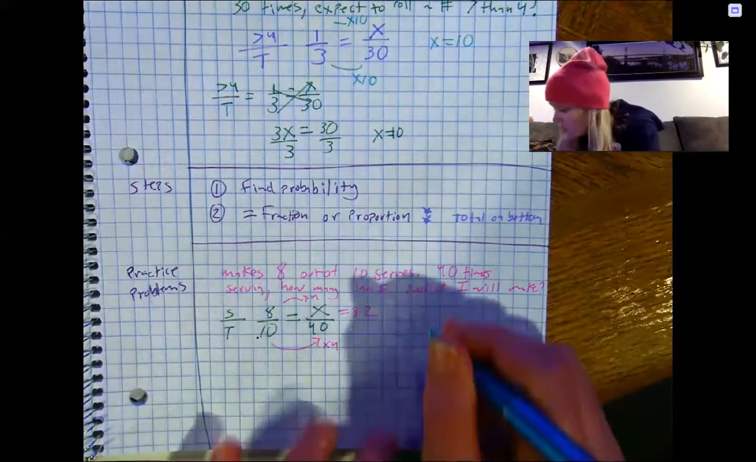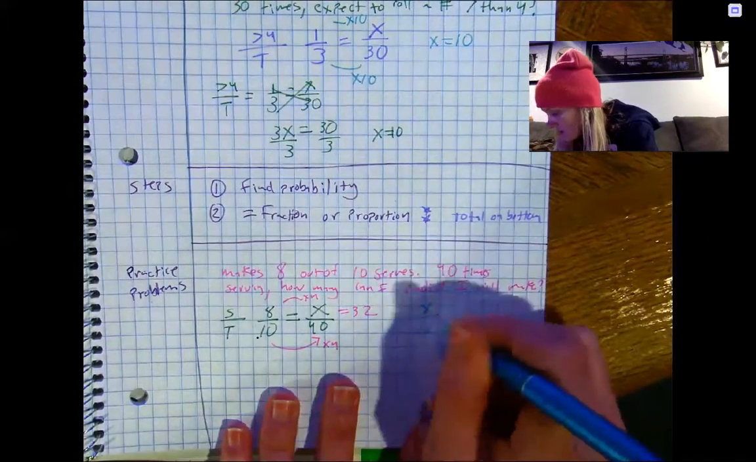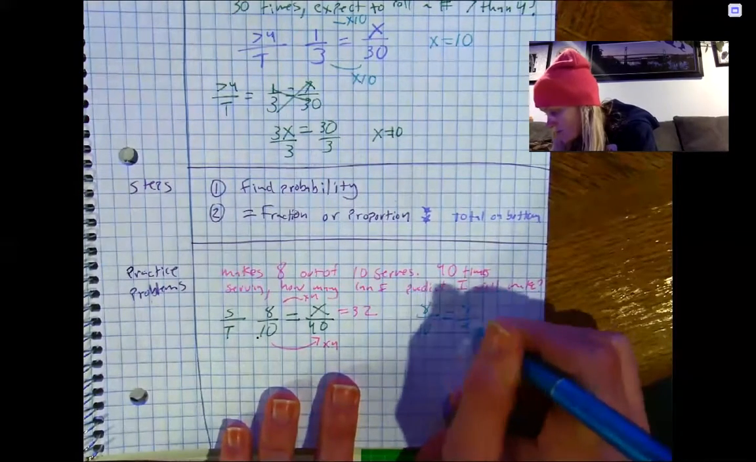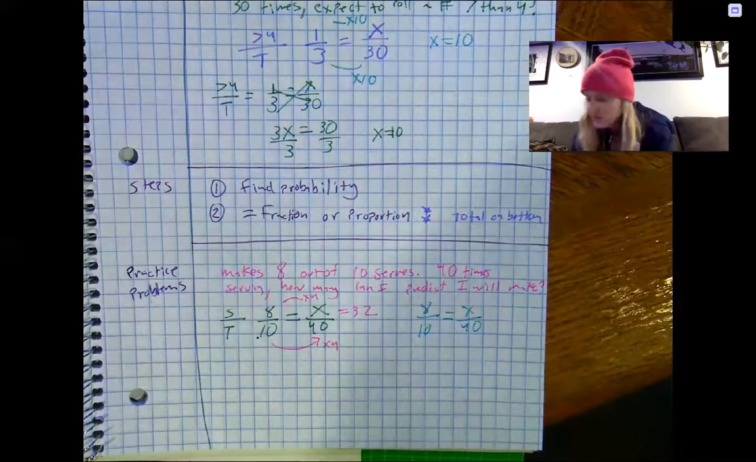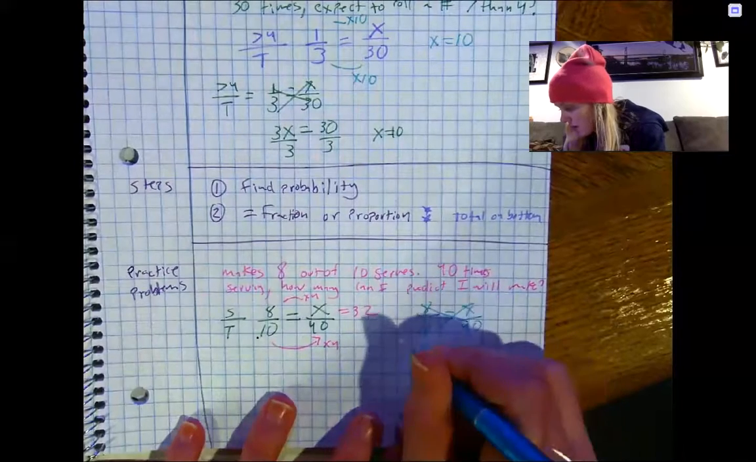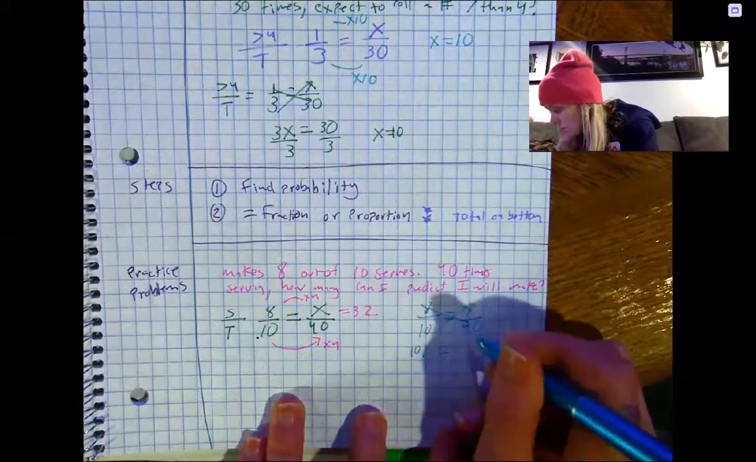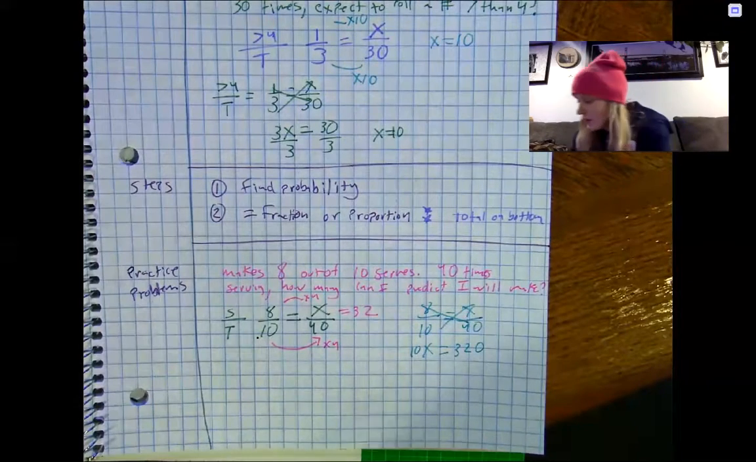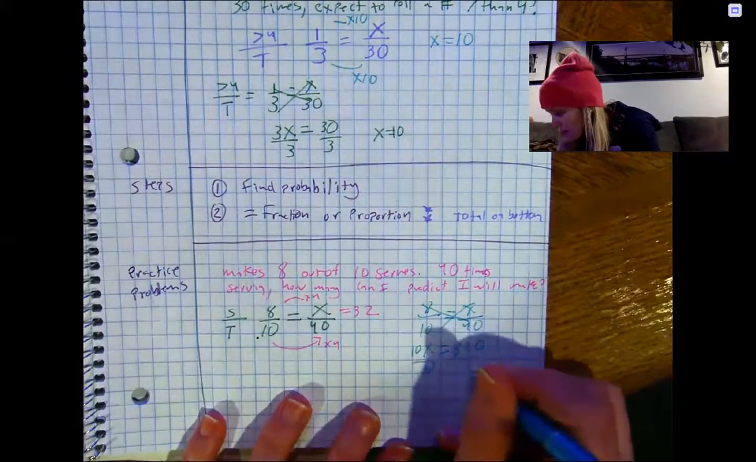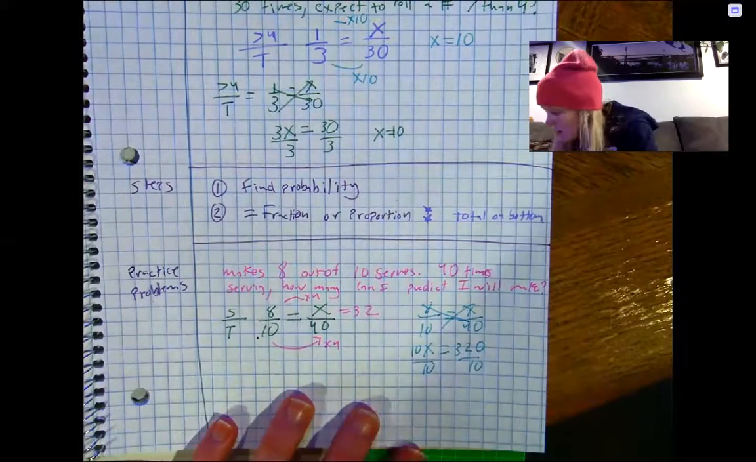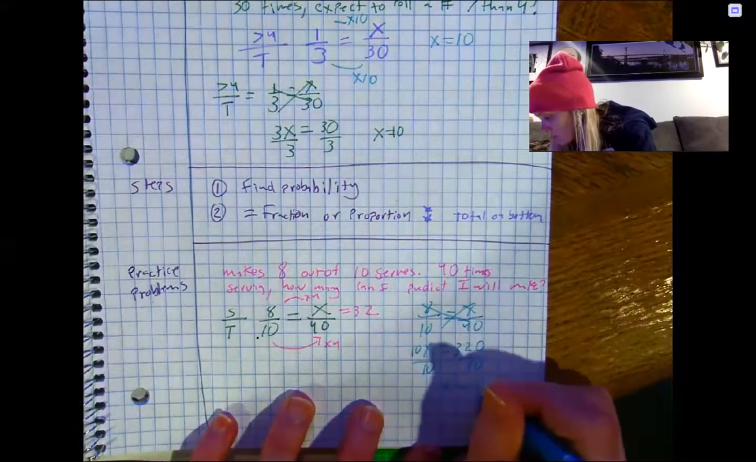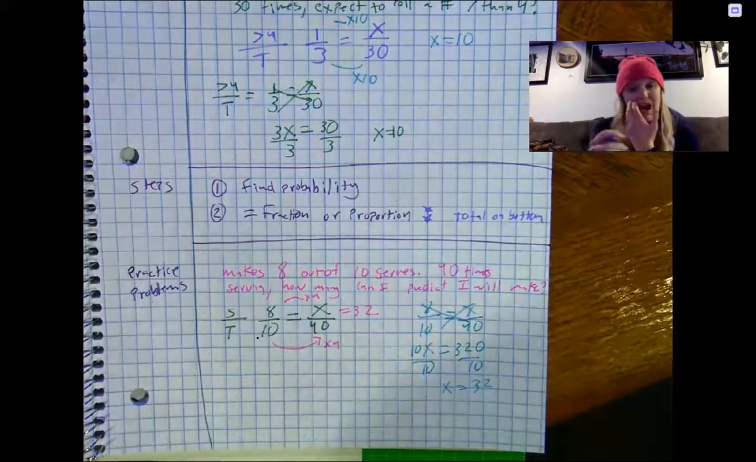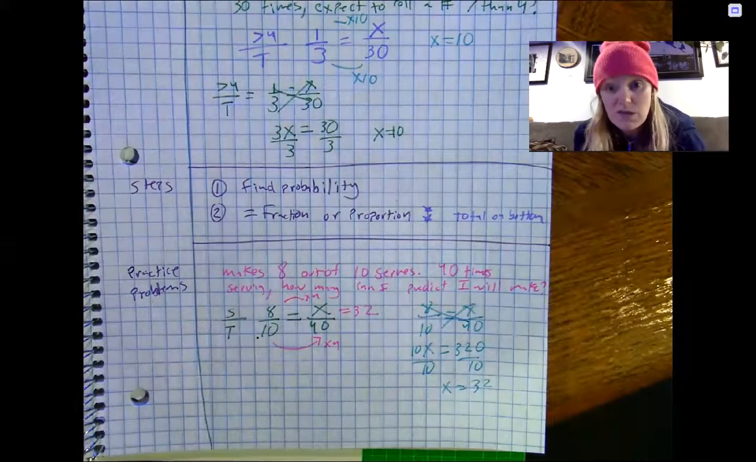Or I do a cross product. 8 over 10 is equal to how many out of 40? I put a cross there, I get 10x equals 8 times 4, which is 32, add the 0. I divide both sides by 10 to get x by itself, and I get x equals 32. Both ways get me that I should make 32 of my serves, because 32 is 8/10 of 40. Okay?